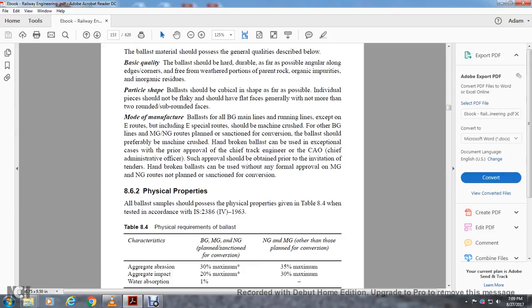8.2 Physical properties. All ballasts should possess the physical properties given in 8.4 when tested in accordance with IS 2386 Part 4, 1963. Characteristics: aggregate abrasion value 30% maximum for machine crushed; 35% maximum for hand broken. Aggregate impact value 20% maximum for machine crushed. Water absorption 1%.